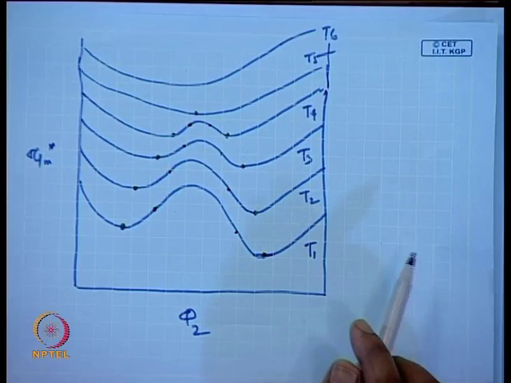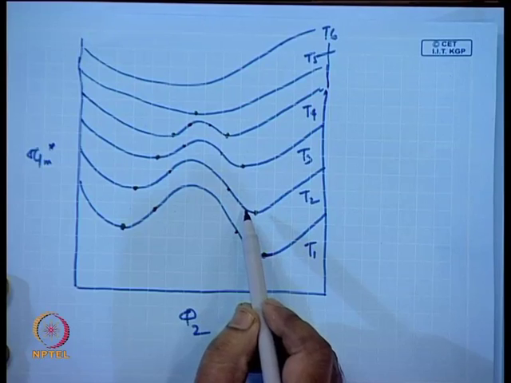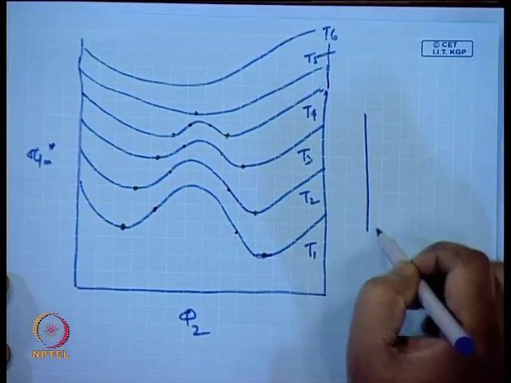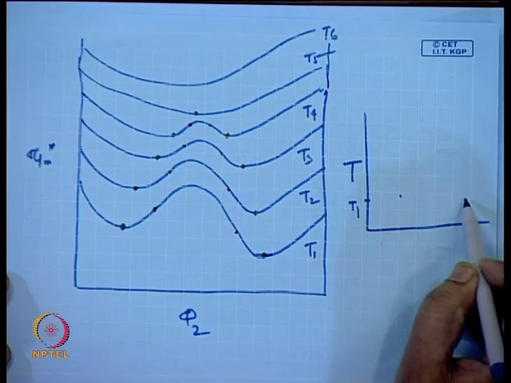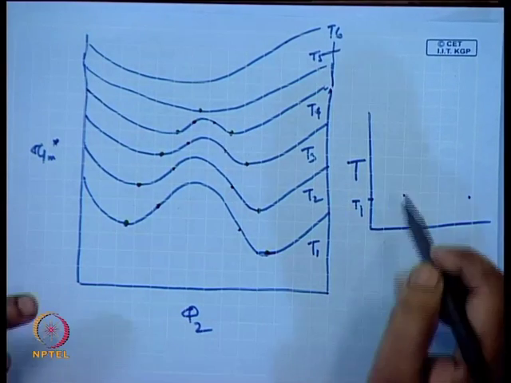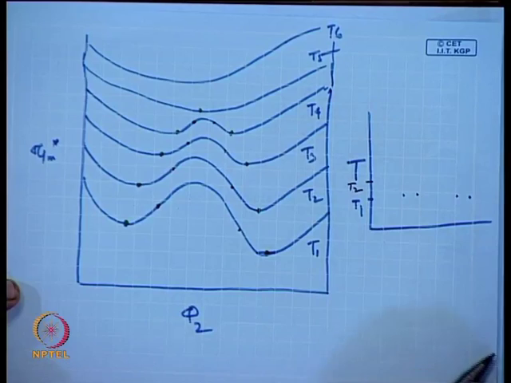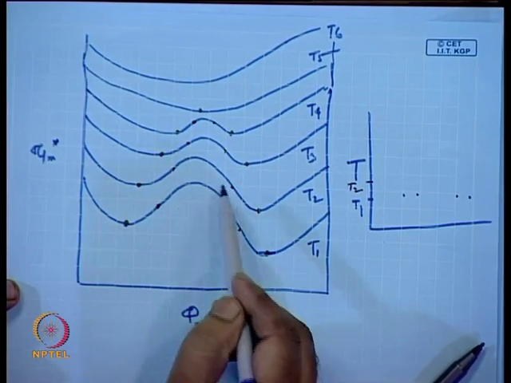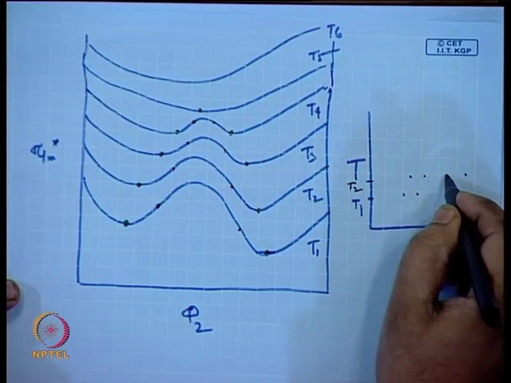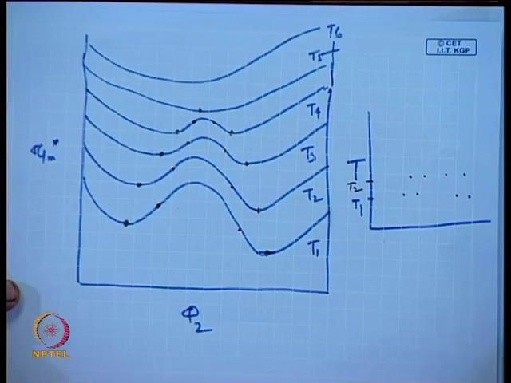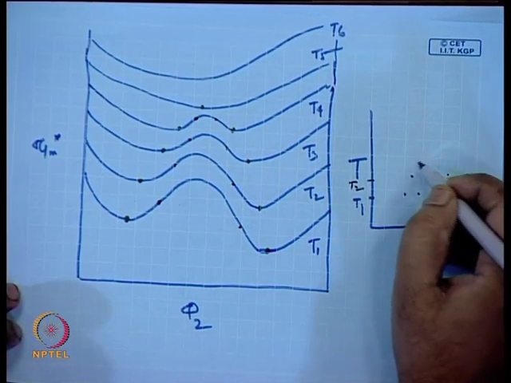Now, what we are going to do is plot these binodal and spinodal points with respect to temperature. So, if you have T, then at T1 you have two binodal points and two spinodal points. At T2, you again have the binodal points and these two are the spinodal points. Like that you plot T3, T4, T5, T6 and so on. So, finally you get these points.